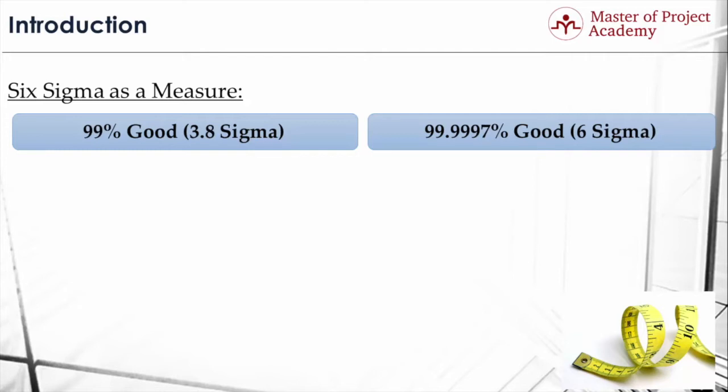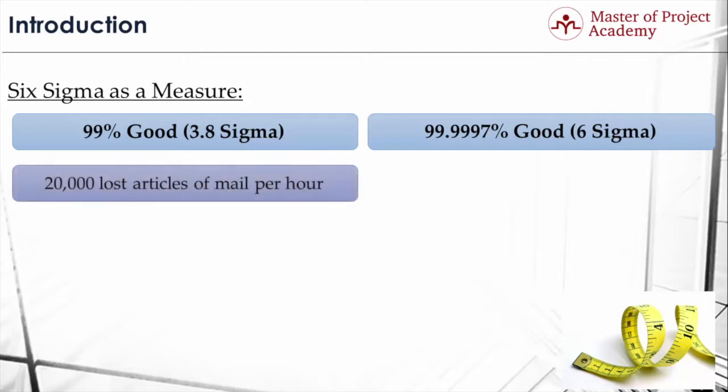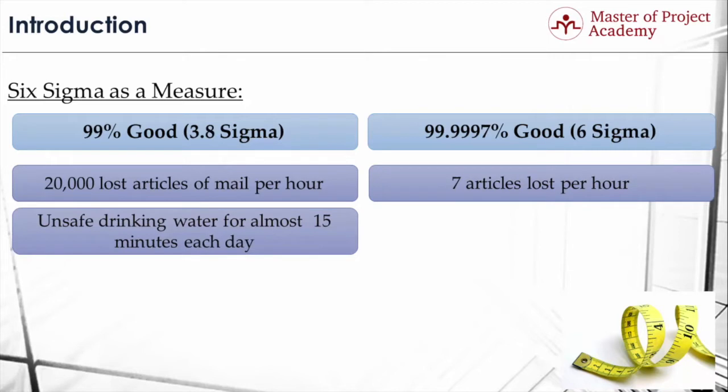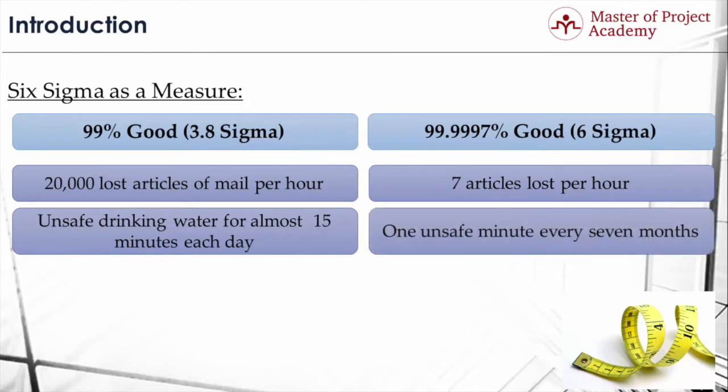Let's give examples from real life to these quality levels to illustrate the concepts better in your mind. 3.8 sigma corresponds to 20,000 lost articles of mail per hour, while 6 sigma corresponds to 7 articles lost per hour. 3.8 sigma corresponds to unsafe drinking water for almost 15 minutes each day. 6 sigma corresponds to 1 unsafe minute every 7 months.